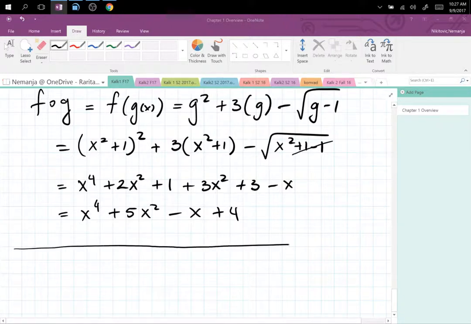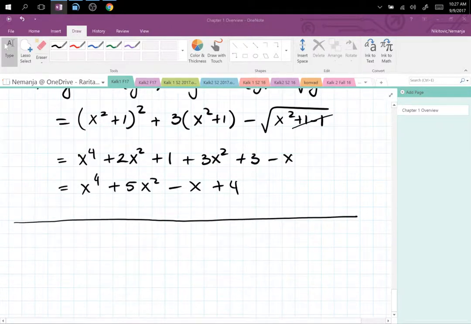Great. Here's the next example. You've seen this one in pre-calc.